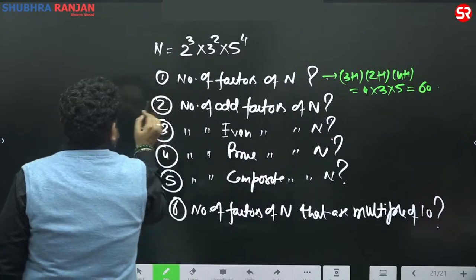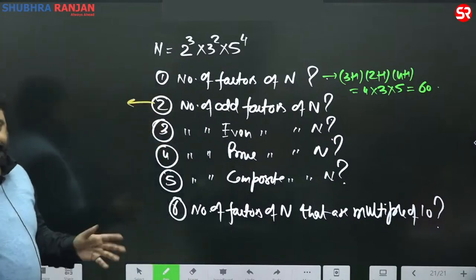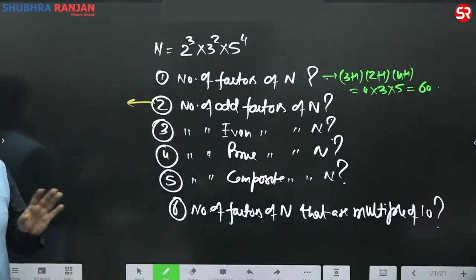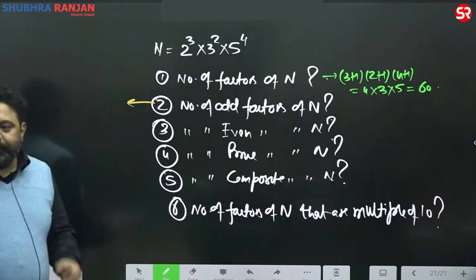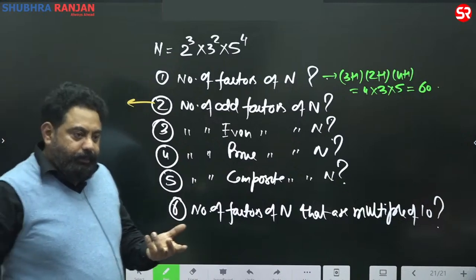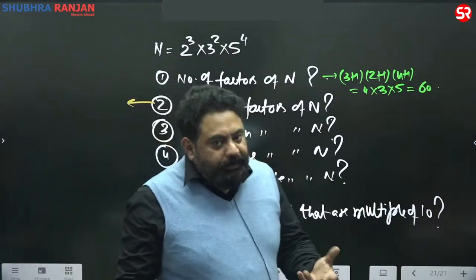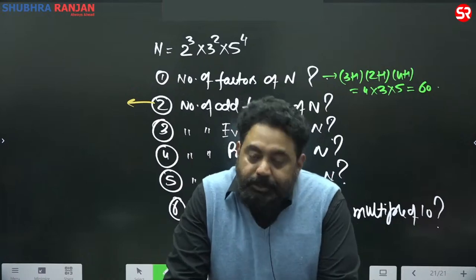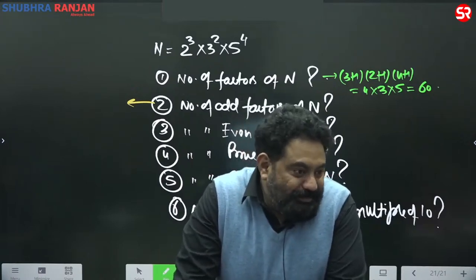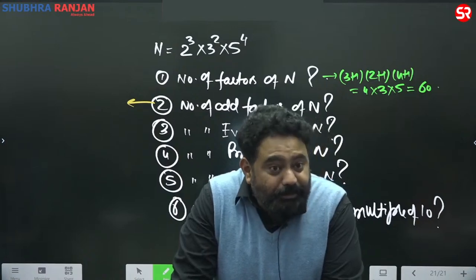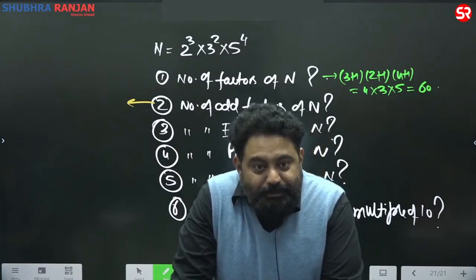Second, number of odd factors. Now listen, there are 2-3 ways of doing this question. You know, there is only one even prime number, and it has such an immense contribution. Every second natural number is an even number, and it is because of one even prime number. All other numbers are odd.